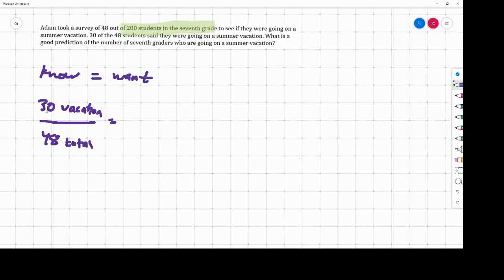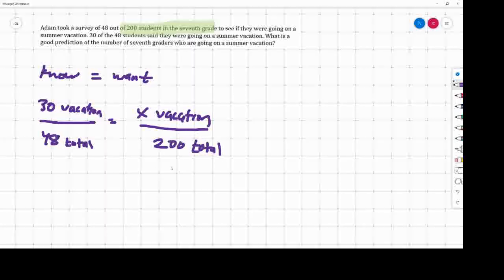Once again, we know that 30 said they were going on vacation out of the 48 total. We want to know how many are going on vacation, so we're going to put X vacation out of the 200 total. So we're using this sample to make a prediction about the actual number of 7th graders.